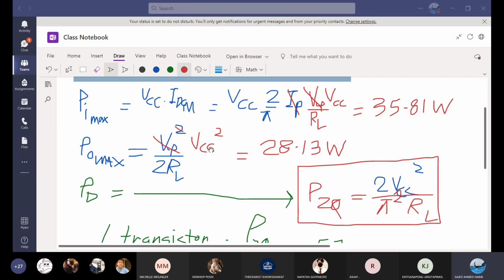This problem tells that under maximum condition, a pair of transistors each is handling 5.7 watt, meaning that when you turn on a transistor, there's a PD max, power dissipation. So at this moment, they are handling 5.7 watt heat. It is not being used for anything. And at most, they can deliver 28.13 watt to this load, but it is drawing 35.8 watt from the supply.